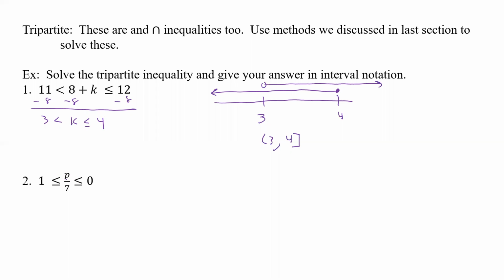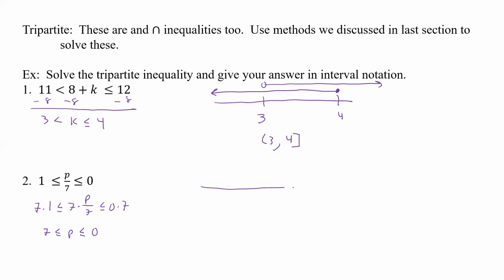All right, how do we solve this one? Well, it looks like we're going to have to multiply all the pieces by 7. So we're going to have 7 times 1 less than or equal to 7 times p over 7 less than or equal to 0 times 7. Well, 7 times 1 is 7, less than or equal to, that cancels, so we have p less than or equal to, well, that's just 0. Okay, so let's write this one down.